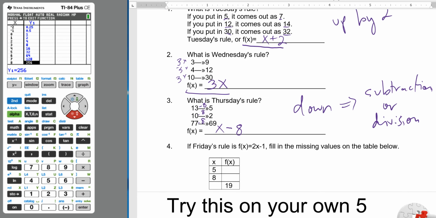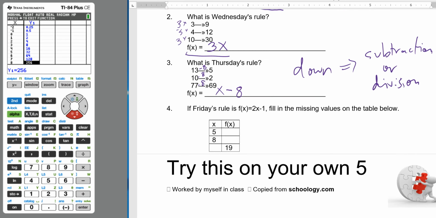Okay, now for Friday, it gives us the rule, and the reason is because it's a two-part rule. You have to do 2x, double a number, and then minus 1, right? So it's giving us a table here for us to fill in. If we know the input, we're just doing 2 times 5 minus 1, and 2 times 5 is 10, minus 1 is 9. We could do the same for 8. 2 times 8 is 16, minus 1 is 15.